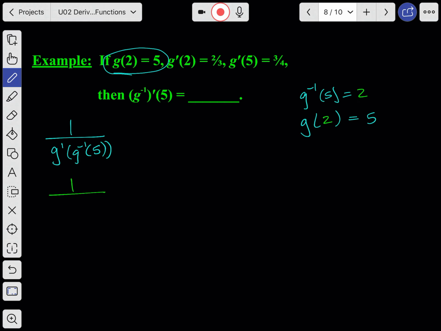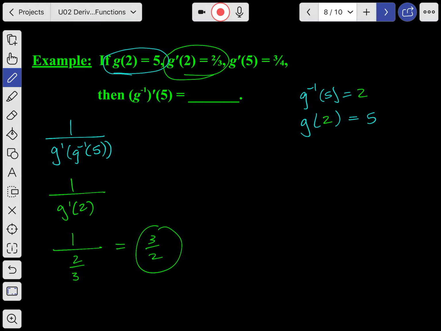Okay, so 1 over g prime of 2. Well, g prime of 2, that's also given right over here. And so that is equal to 1 over 2/3. Well, the reciprocal of 2/3 is 3 over 2. And that wasn't bad at all.